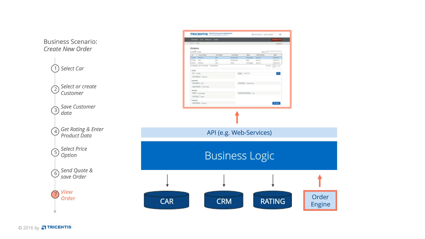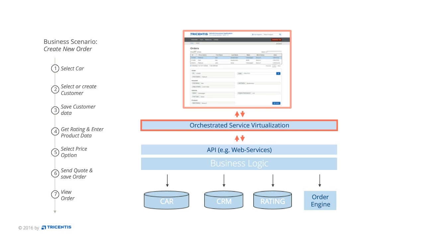What we have done already is we will configure orchestrated service virtualization as a man in the middle. What does that mean? That means that the service requests are sent from the system under test to OSV, to orchestrated service virtualization, and orchestrated service virtualization will forward those requests to the real system.